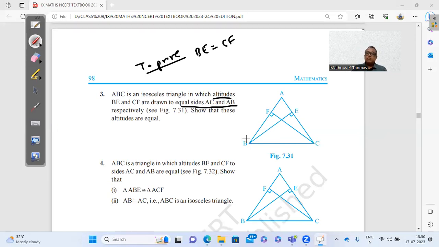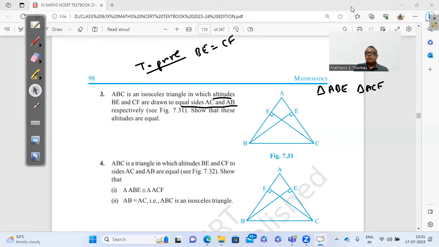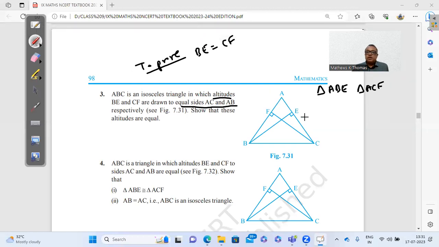So what am I going to do? I'm going to take triangle ABE and triangle ACF. These are the triangles I will take, ABE and ACF. Look for the conditions in ABE and ACF. What are the things which are equal? That I'm going to see. So already it is given to you that AB and AC are equal. So condition number 1, AB equal to AC. We are looking at these 2 triangles, ABE and ACF.